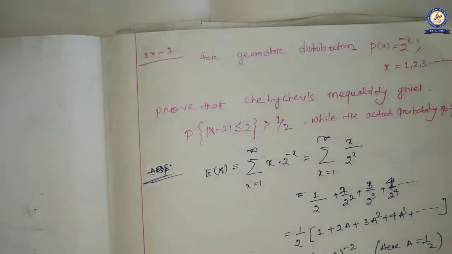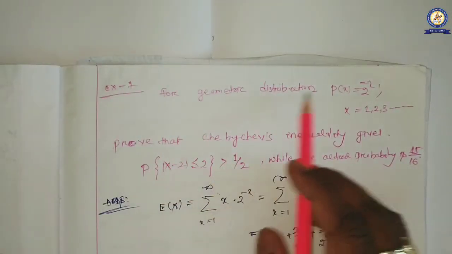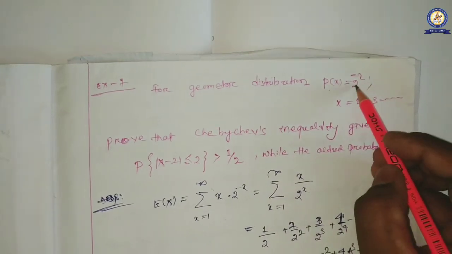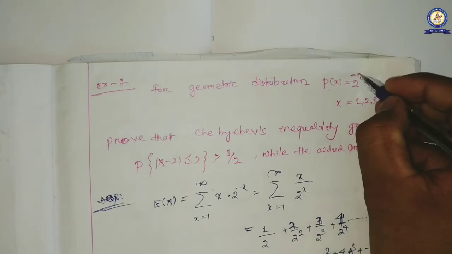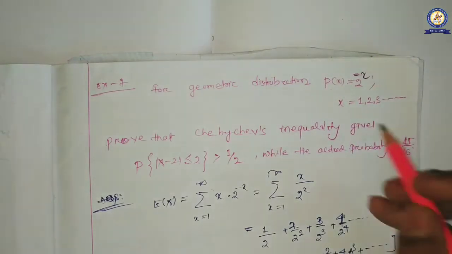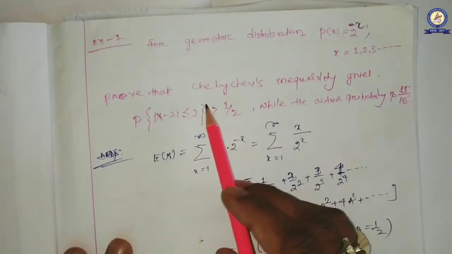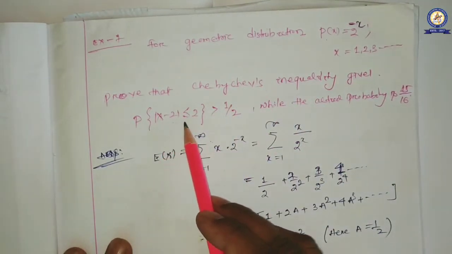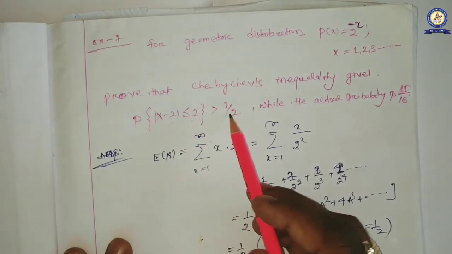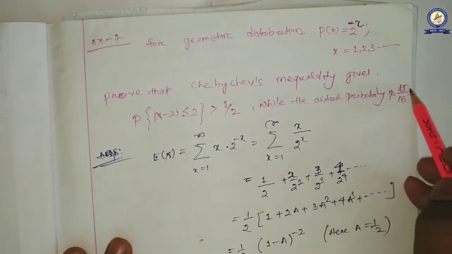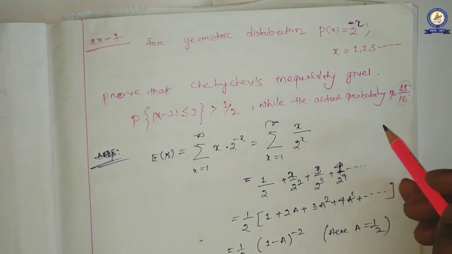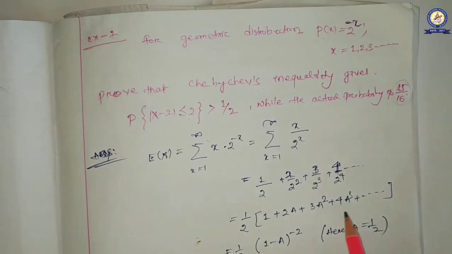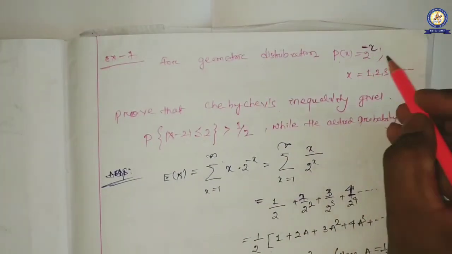Next we are going to go for the next question, on the geometric distribution. Here it is given a geometric distribution, a discrete random variable, that is 2 to the power minus x, where x equals 1, 2, 3, and so on. Prove that Chebyshev's inequality gives the probability of mod x minus 2 less than or equal to 2 to be greater than 1 by 2, while the actual probability equals 15 by 16. So this is our PMF, probability mass function.